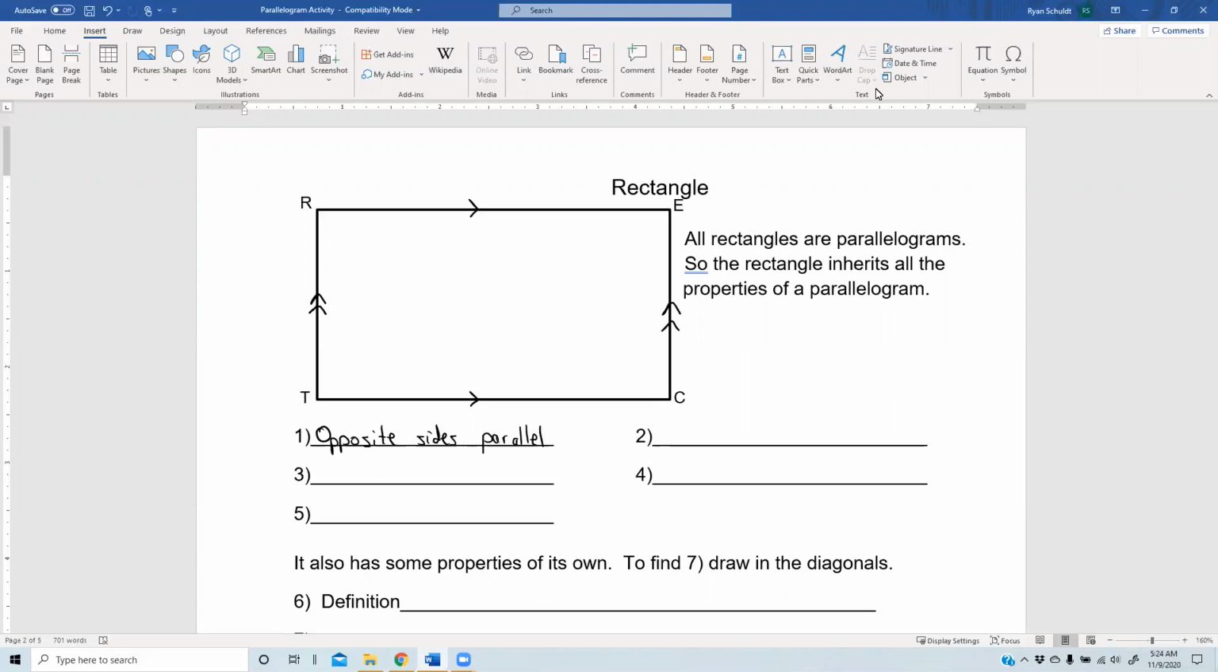Then we have opposite sides congruent. Again, if you were in class, you'd have a ruler out and you'd measure and find that TC is the same as RE and RT is the same as EC.